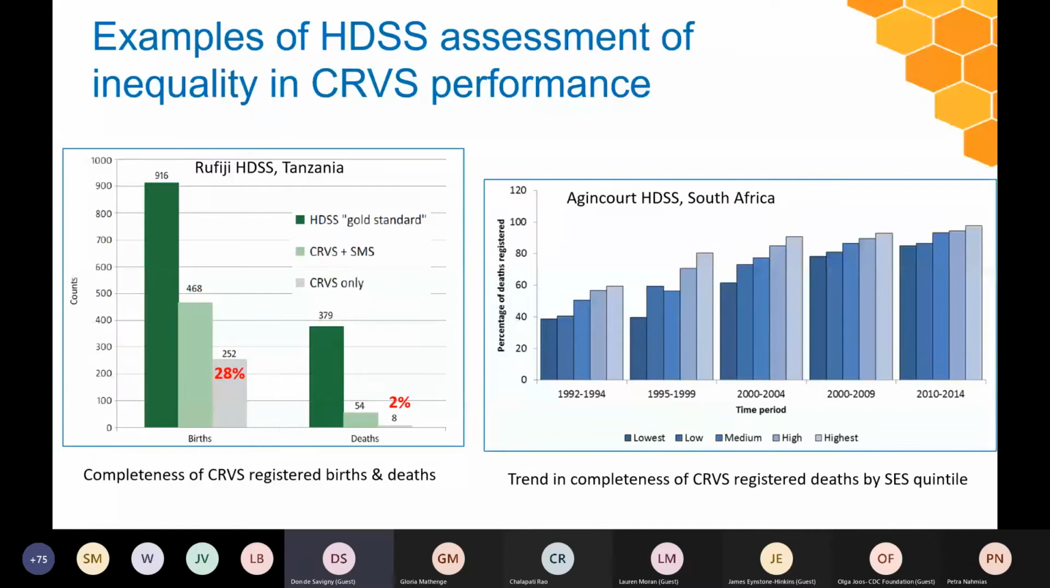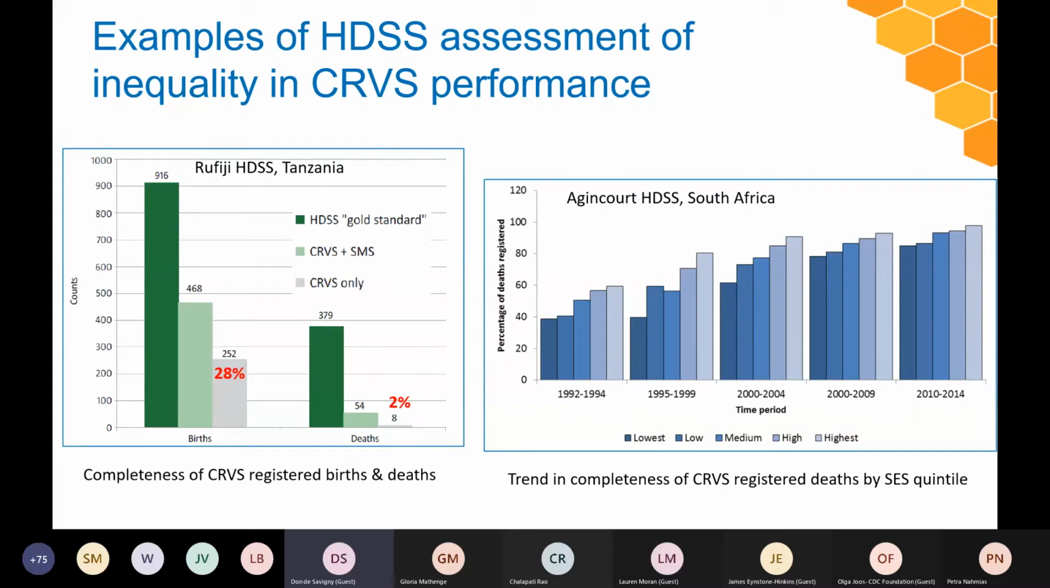Here are some examples from African DSS sites. You can see from the Rufiji one in Tanzania that looking at CRVS only, we only picked up 28% of the births that were actually detected by the surveillance system in a 6-month period, and only 2% of the deaths that were documented in that same area in the 6-month period.